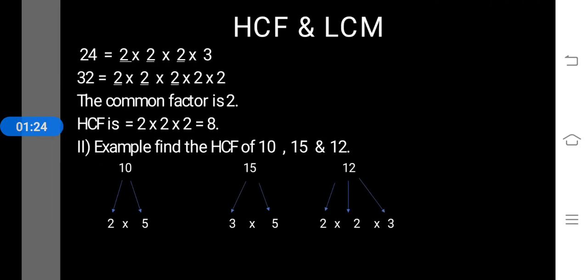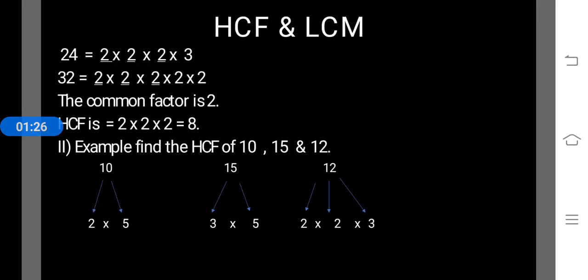Now comparing both the numbers, 24 and 32, what's common in both the numbers? It's 2. 3 times 2 is common in both the numbers. So 2 is the common factor and 8 is the HCF.